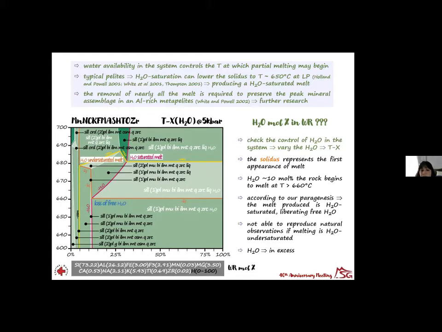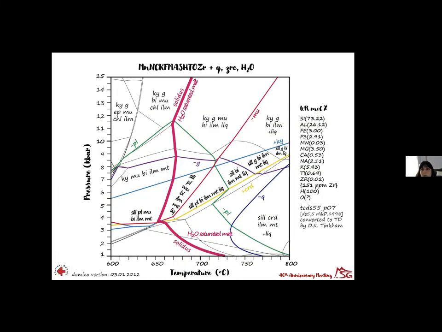Then it doesn't matter if we use 10, 20, 50 or 100, we get the same results, but the melt needs to be water saturated. So we set water in excess. With this data, with half of the amount of ferric iron and the water in excess, we calculate a pressure-temperature pseudosection.